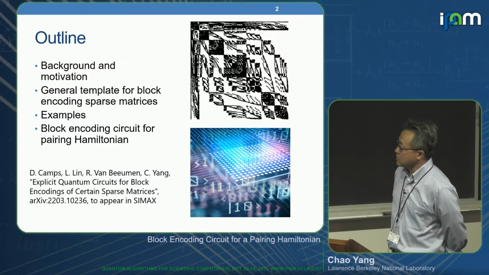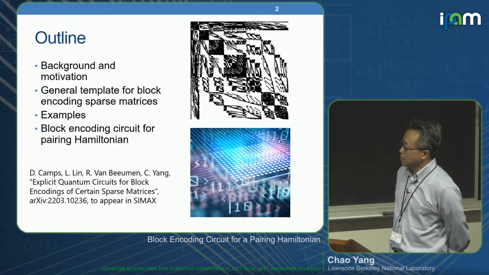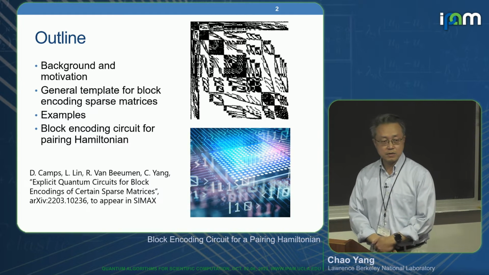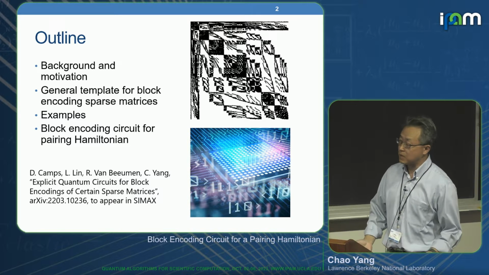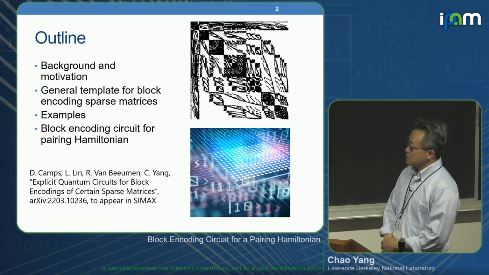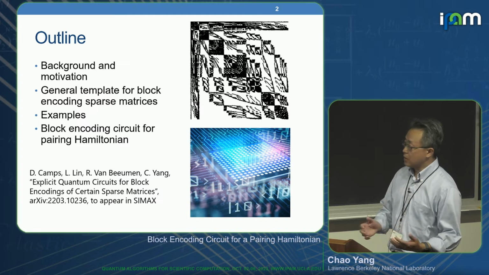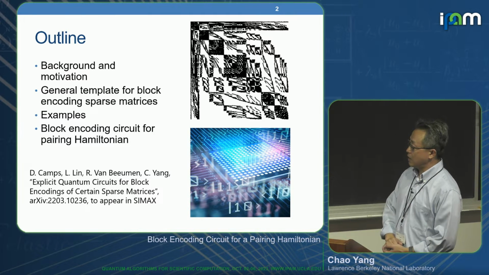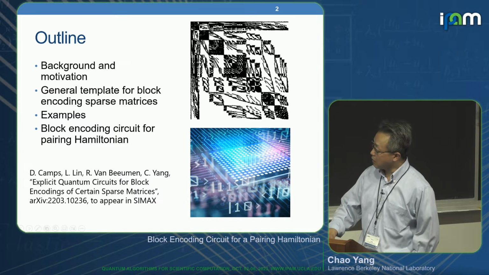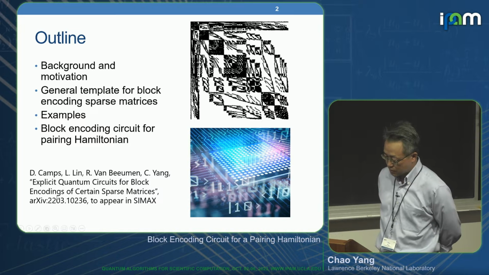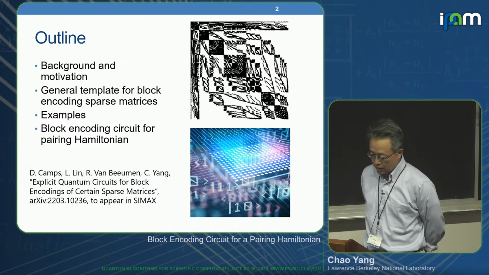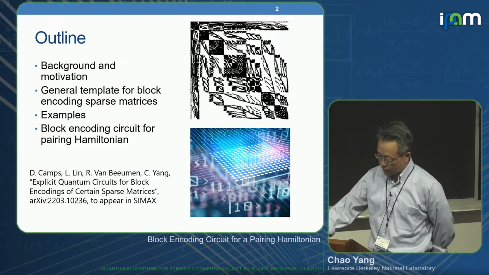Then I'll talk a little bit about the general template for writing down the block encoding circuit for sparse matrices. Ultimately, this many-body Hamiltonian is a very large, very sparse matrix. We'll try to use that template to see how some of the sparse matrices can be block encoded, and how to write circuit for that. Some of that work is written in this paper, which just got accepted. It's on arXiv also. Then I'll finally talk about how to do this for pairing Hamiltonian.